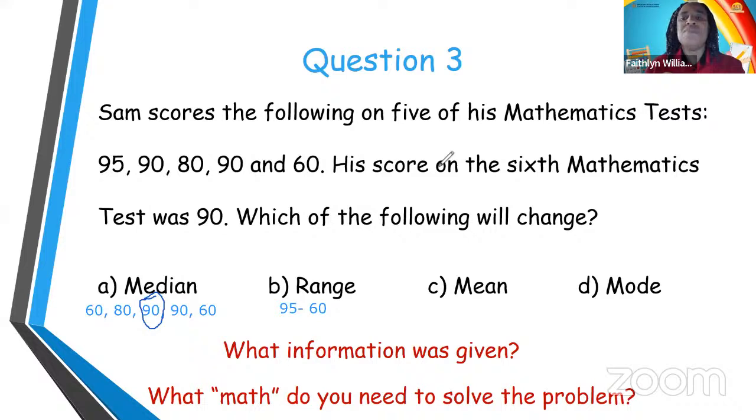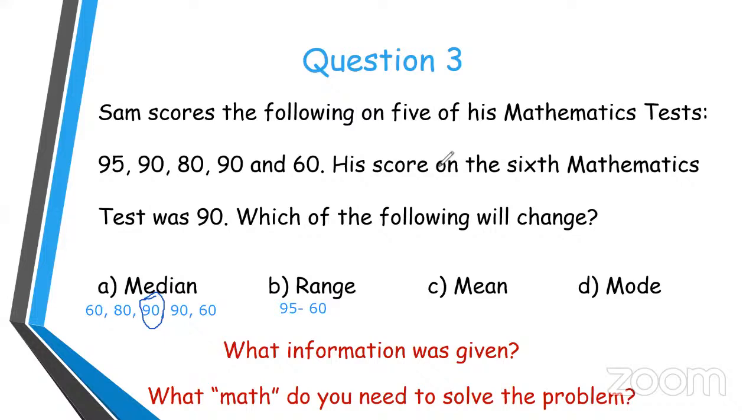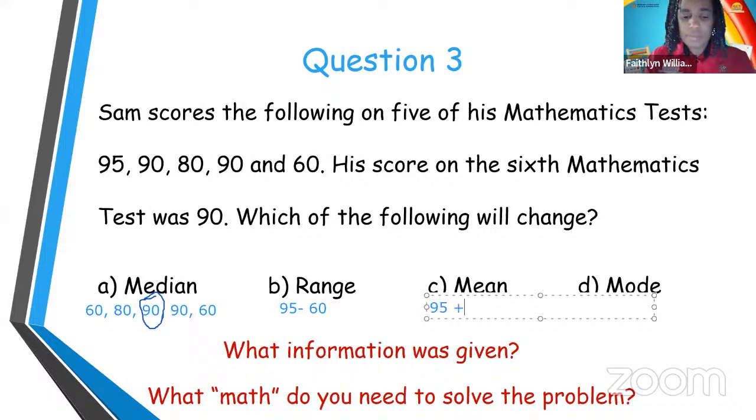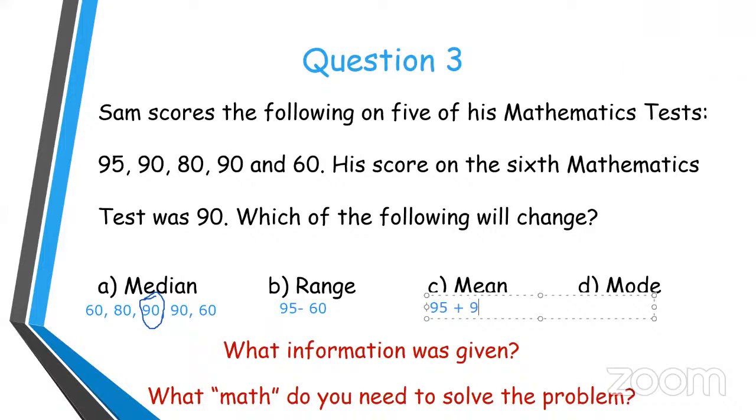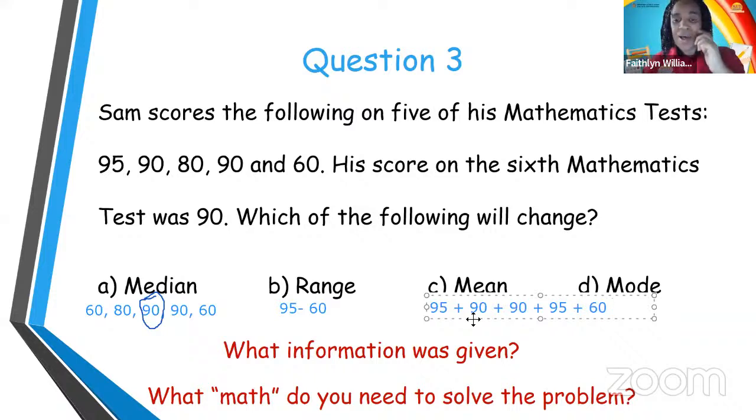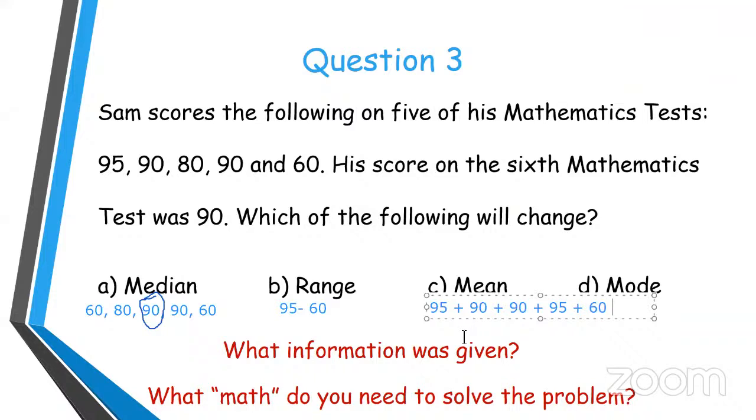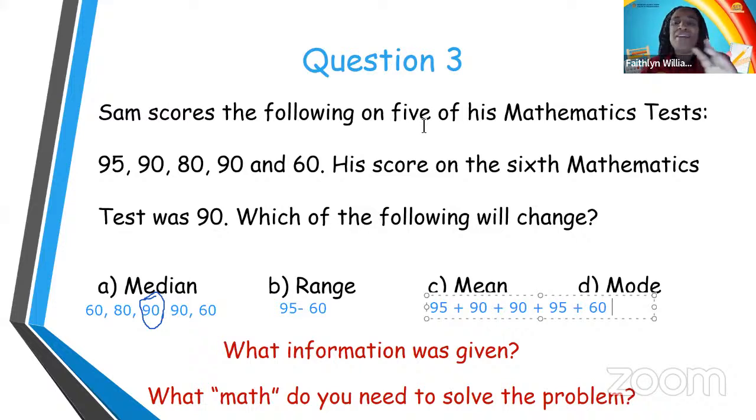So tell us how you would find the mean. How do you find the mean? You add them all up, then divide by the number of numbers. So since we're doing only the first 5, that would be 95 plus 90 plus 80 plus 90 plus 60. 90 and 90 is 180, and 180 plus 80 equals 260, and then 260 plus 60 equals 320, and then 320 plus 95 would equal, let's see, 415.